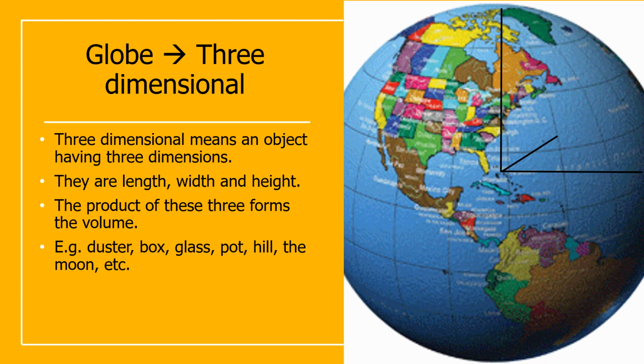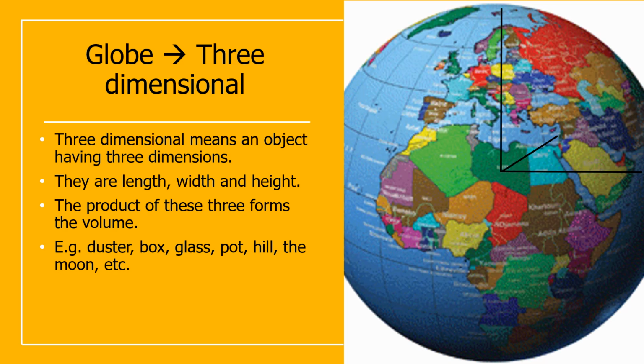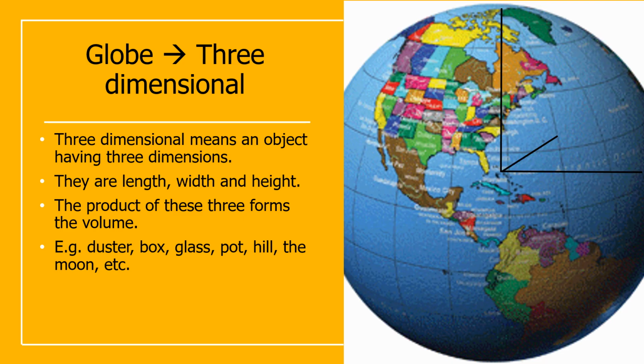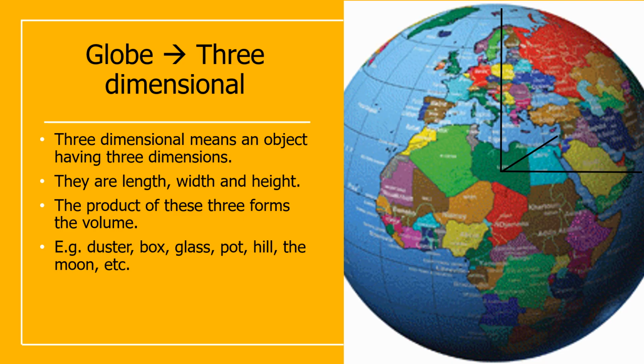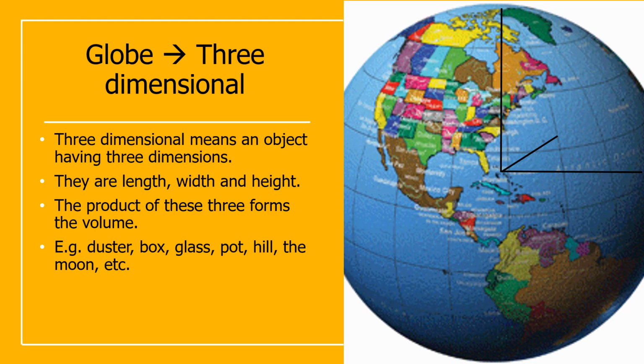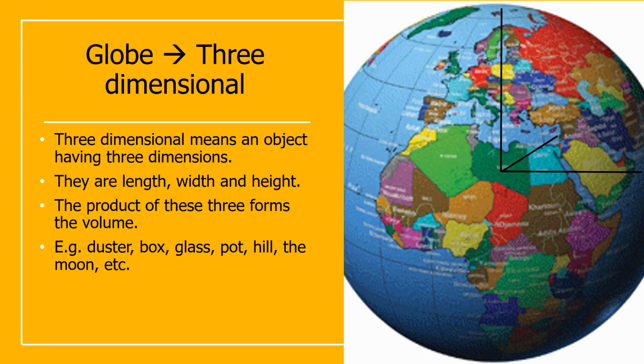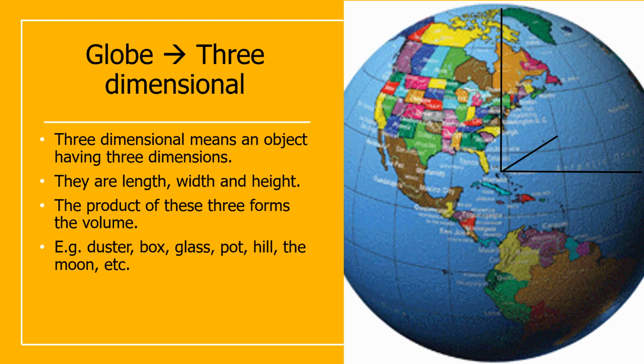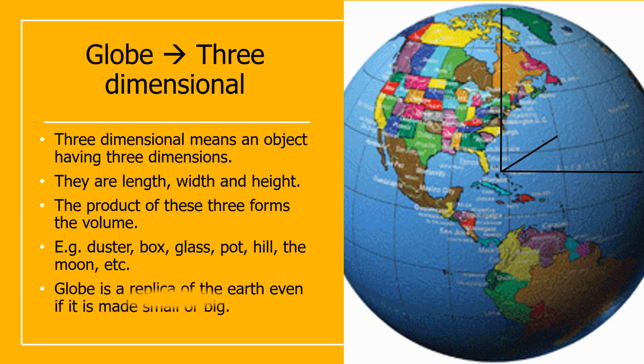For example, things that we use in our daily life, like in school we have a duster which we use to rub the blackboard. It has length, it has width, it has height. A box, your compass box, a glass, a pot, a hill, the moon. These are objects which are similar to the globe, which has three dimensions in it.